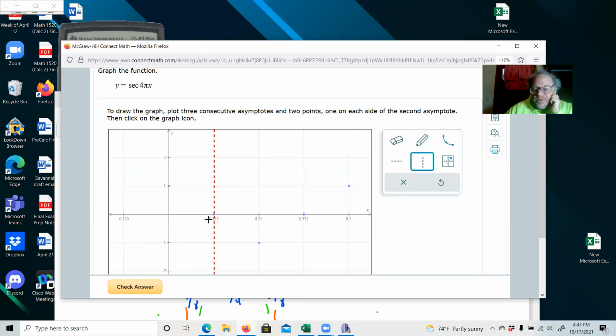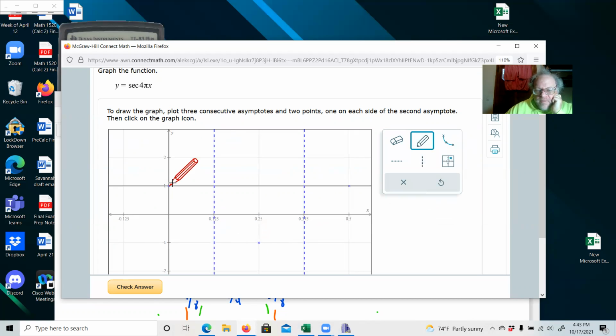Where we're going to have our asymptotes? Well, where the cosine hits 0. So I'm looking at it like this, and I'm going to draw my asymptotes there. We're going to have a couple of points. And then we're going to trust and hope for the best.